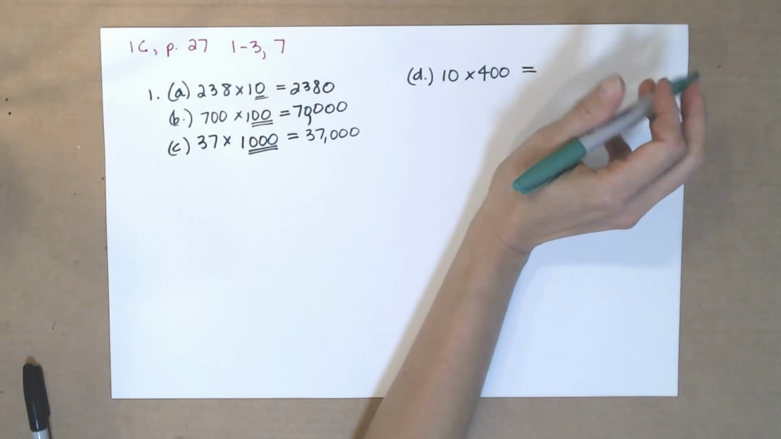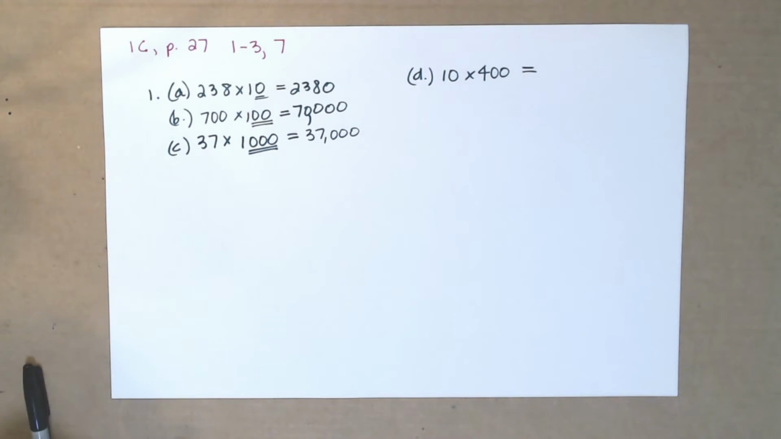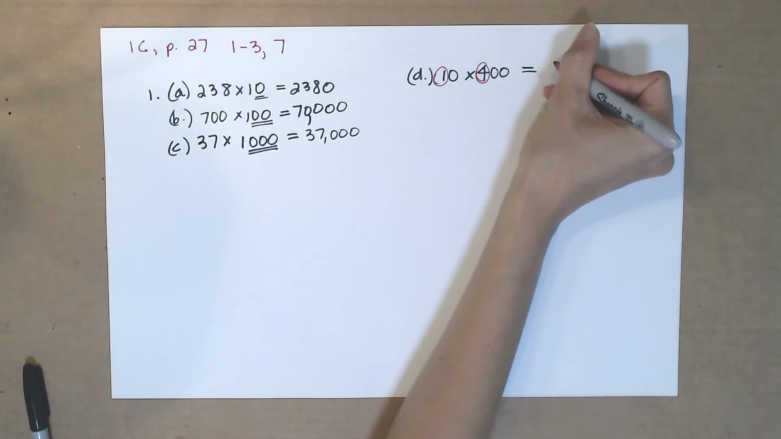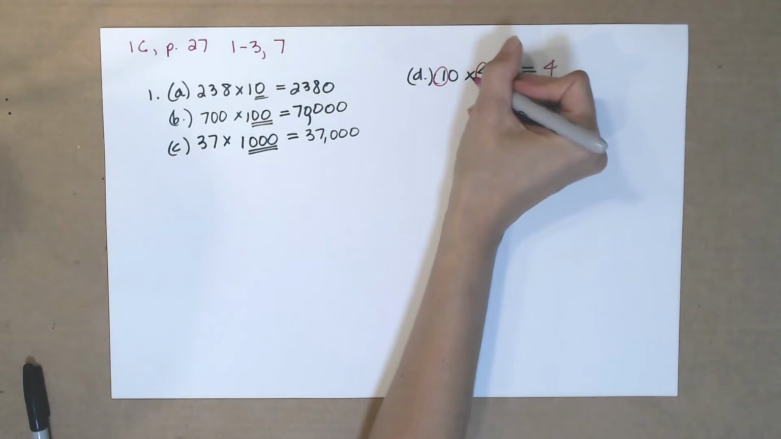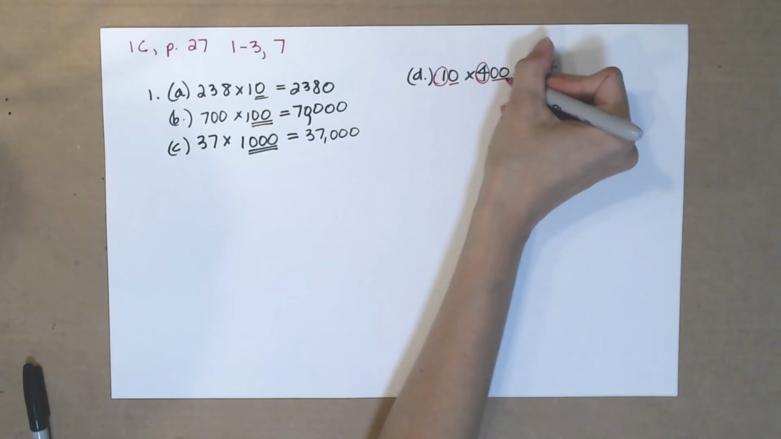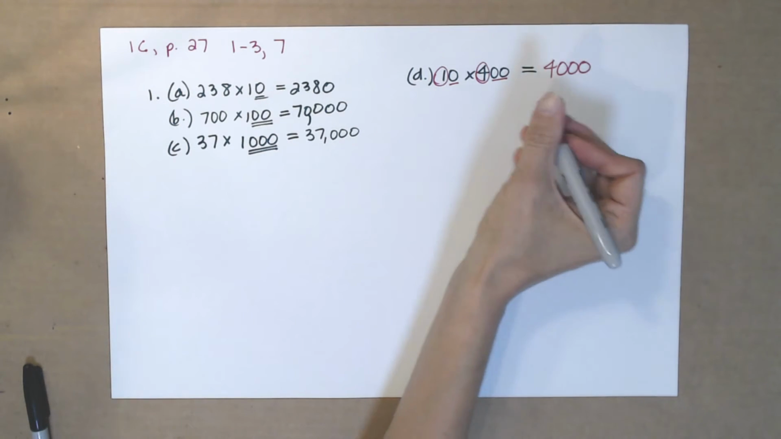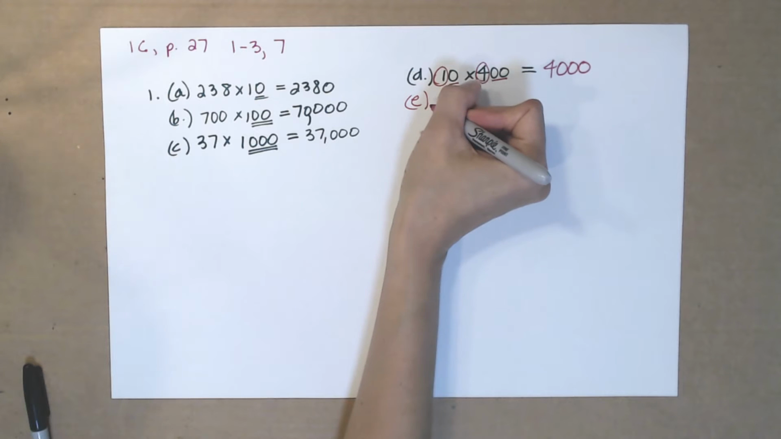Okay, so here we could now use our technique where we look at our leading digits. 1 times 4 is 4. And then we add our trailing zeros, which are 3. 1, 2, 3. Get 4,000. E.